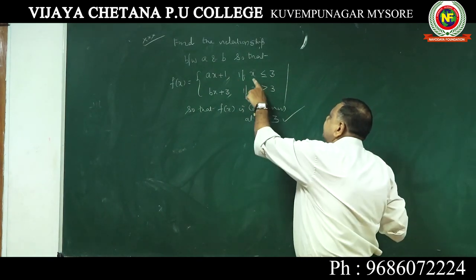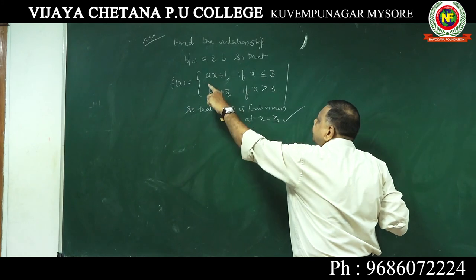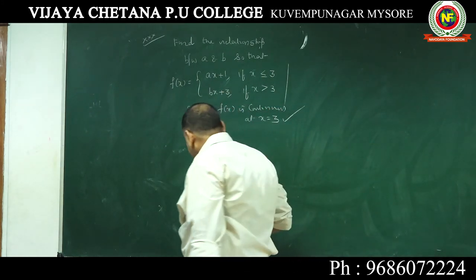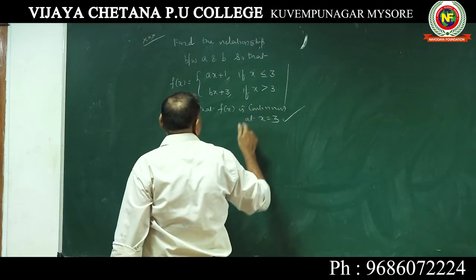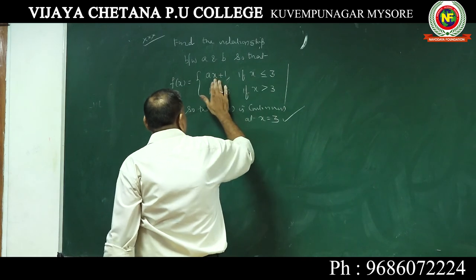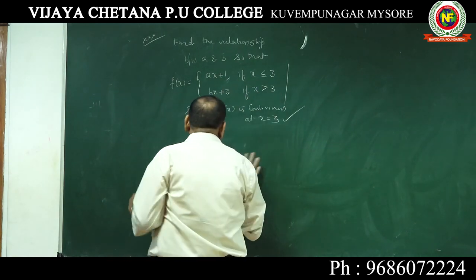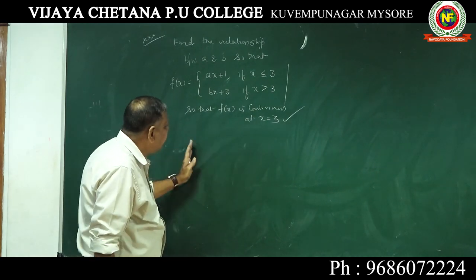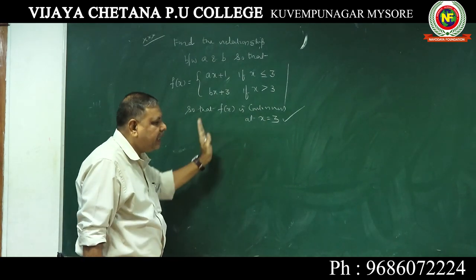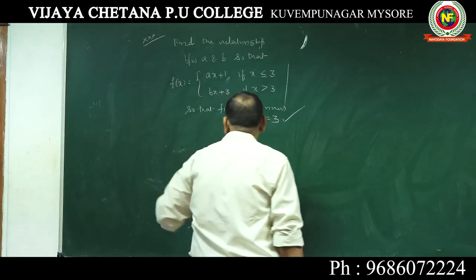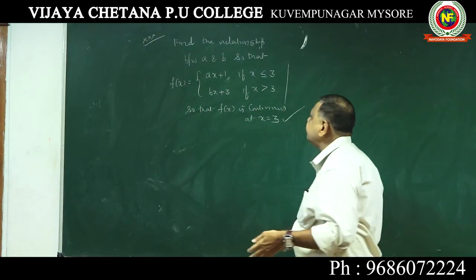Take the left hand limit as x tends to 3 minus of f of x, which is ax plus 1. That limit is equal to the right hand limit as x tends to 3 plus of the other expression. Substitute 3 for x, then get the value in terms of A and B. Find the relationship between A and B. You solve that and try it.